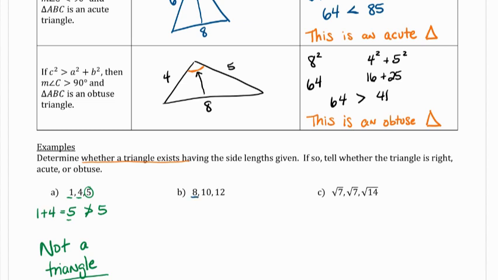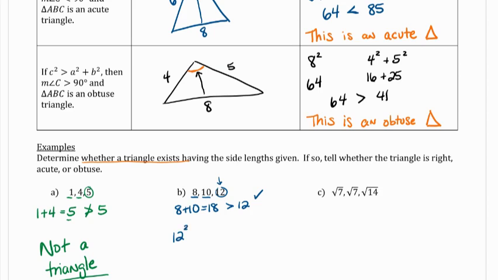So 8, 10, and 12. So I pick my two smaller sides, 8 and 10. 8 plus 10 is 18, and 18 is definitely bigger than 12. So that means it checks out. We can use it as a triangle. So now I'm going to check to see, is it right, acute, or obtuse? So I take that biggest side again, the 12. That's going to be my potential hypotenuse.